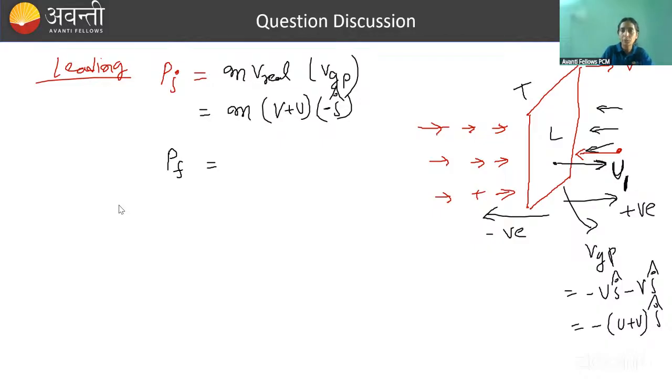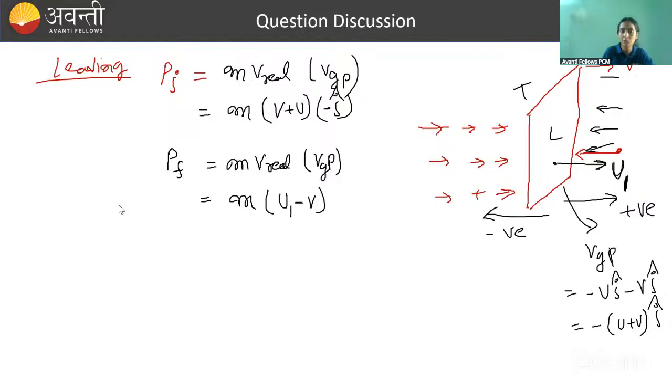Now, if you write the final momentum m into v relative again, the final velocity of the gas with respect to the plate is u1 in the I cap direction. The plate's velocity is v in the I cap direction. So this will become u1 minus v. What will be the change in momentum?